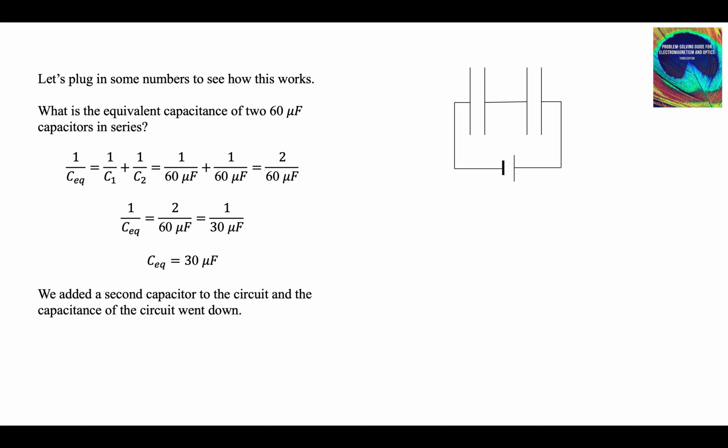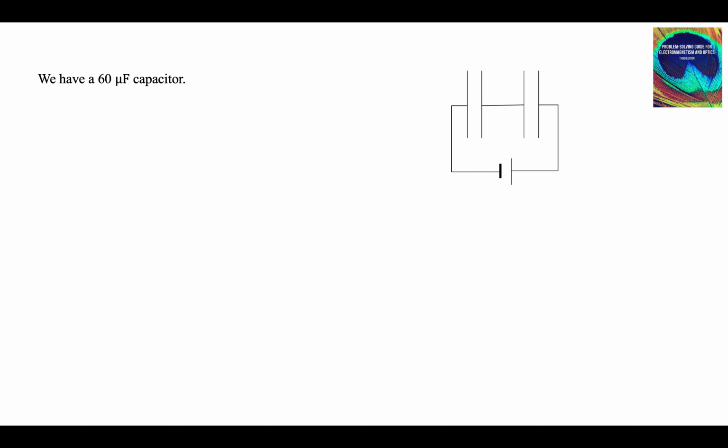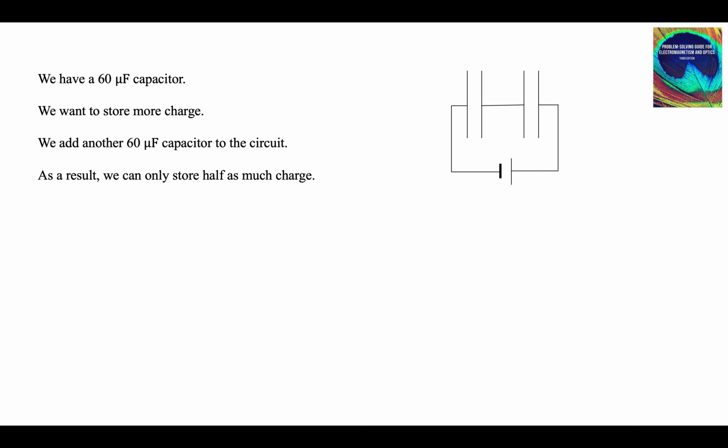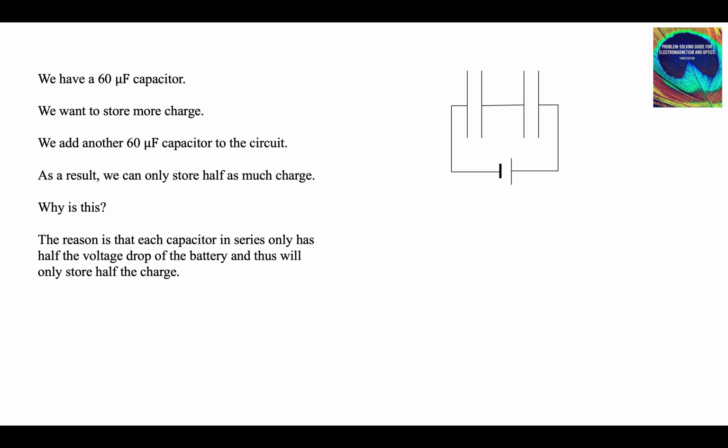We added a second capacitor, which stores charge, and now the capacitance went down? What the heck? How did that happen? We have a 60 microfarad capacitor, and we say, I'm going to store more charge. Let's put another capacitor in there. Let's put 2 in there. And now we can only store half as much charge. We have to understand why this is. Well, now each capacitor has half the voltage drop that it had before. It can only store half the charge.